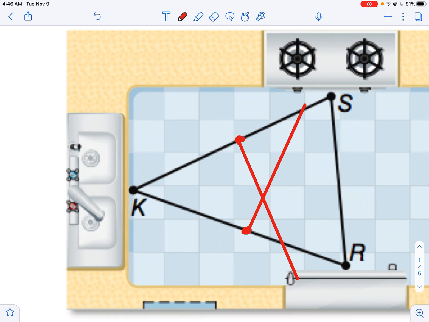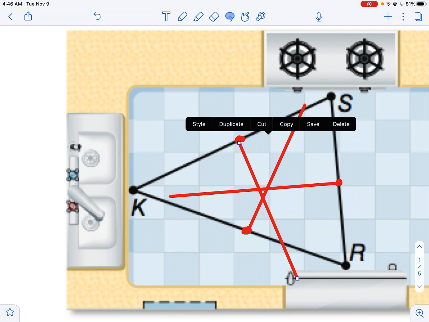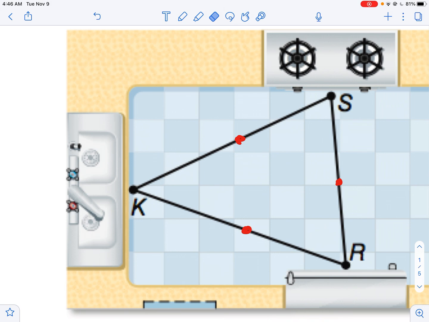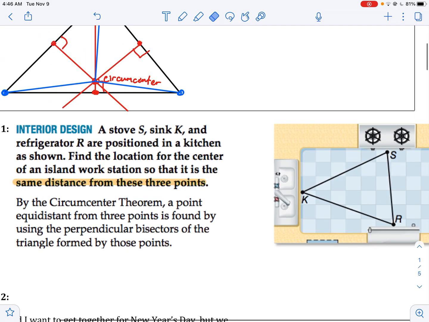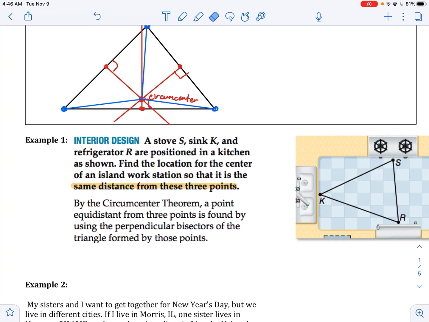It looks like some of my angles must be a little bit off, because if I were to do this, they should all intersect at a single point. So I would measure that with a ruler, find your midpoints, and then draw in your perpendicular lines through those midpoints, your perpendicular bisectors, so that you find the circumcenter that would be equidistant from the sink, refrigerator, and stove.